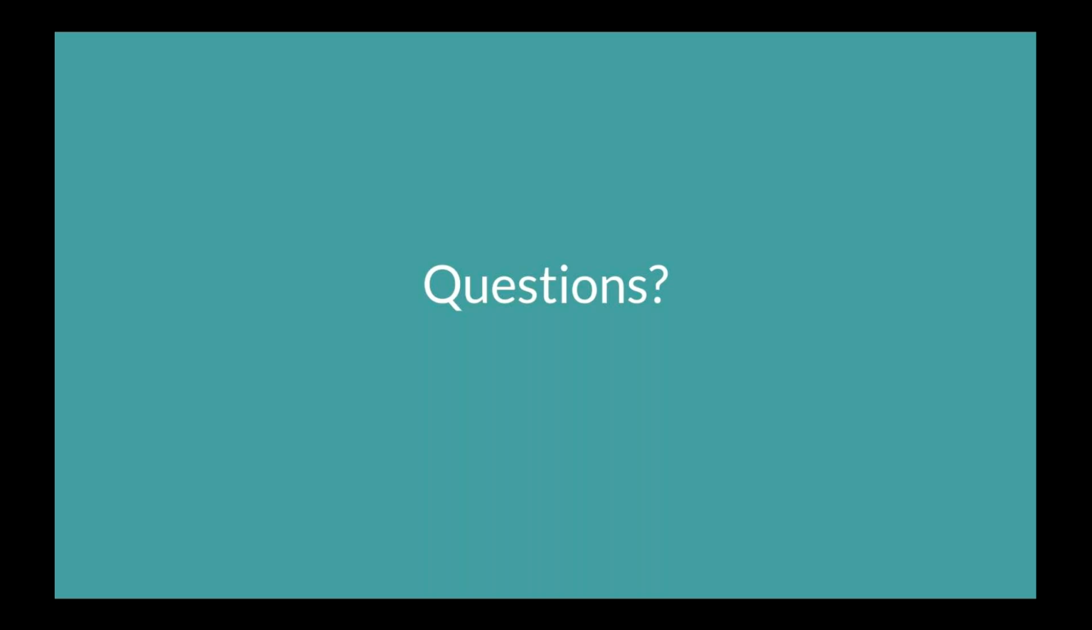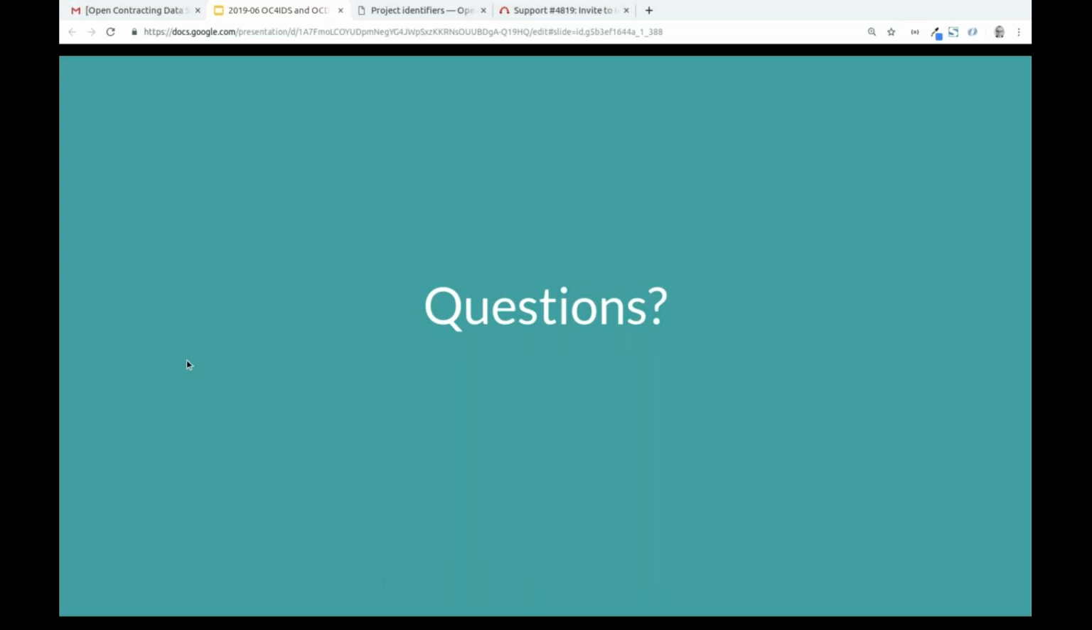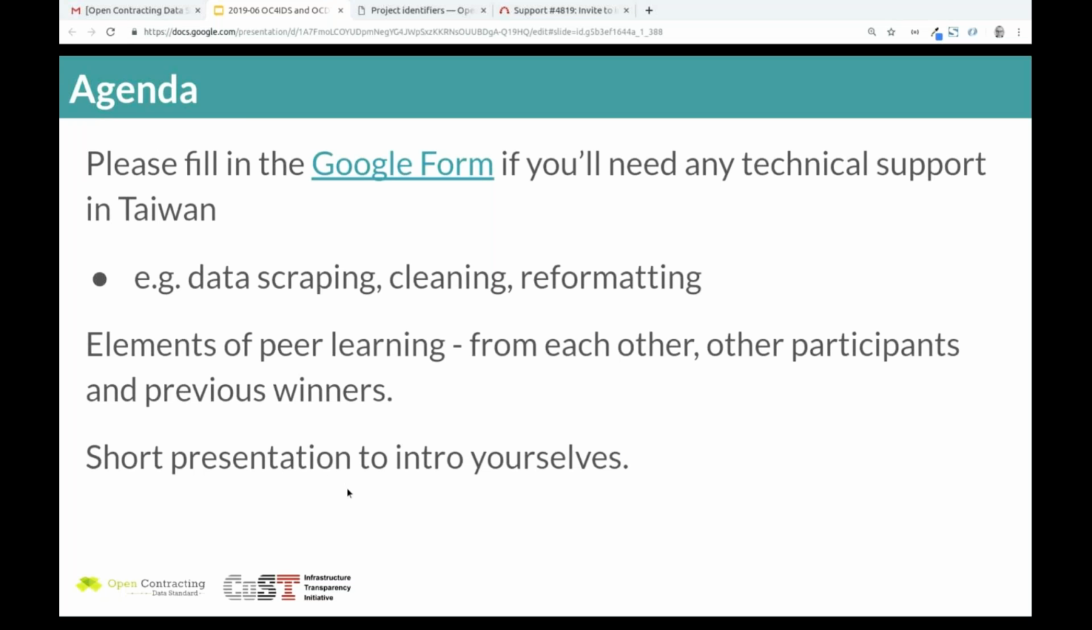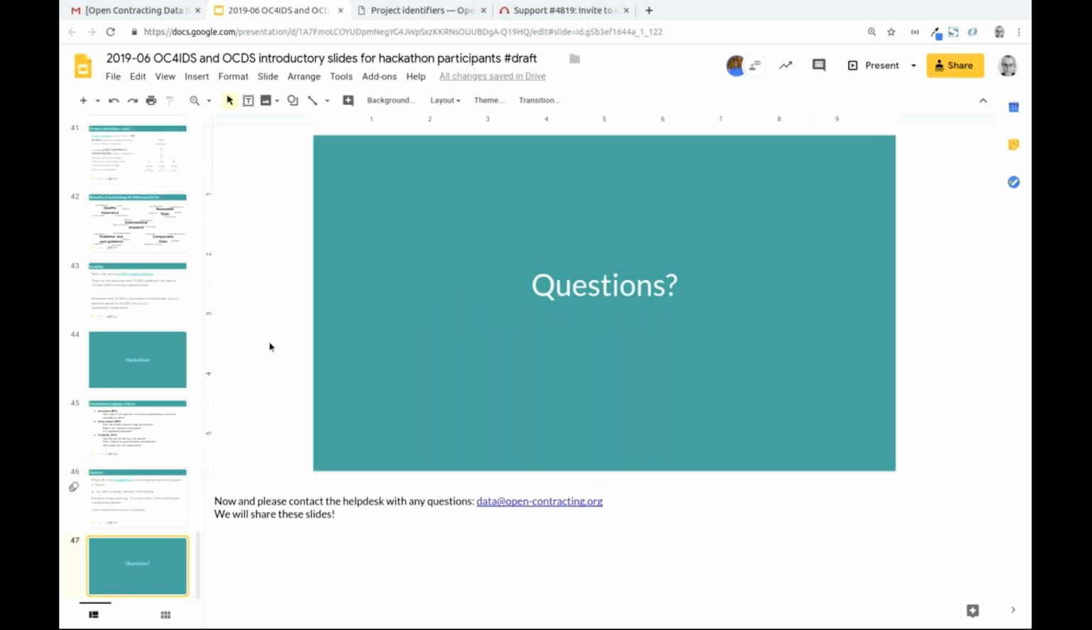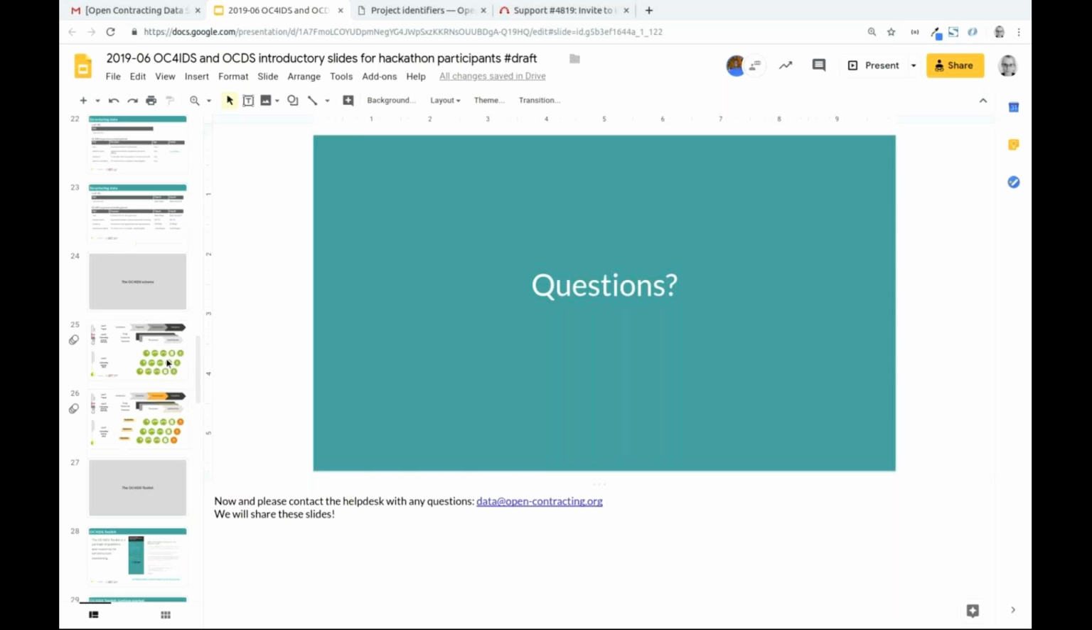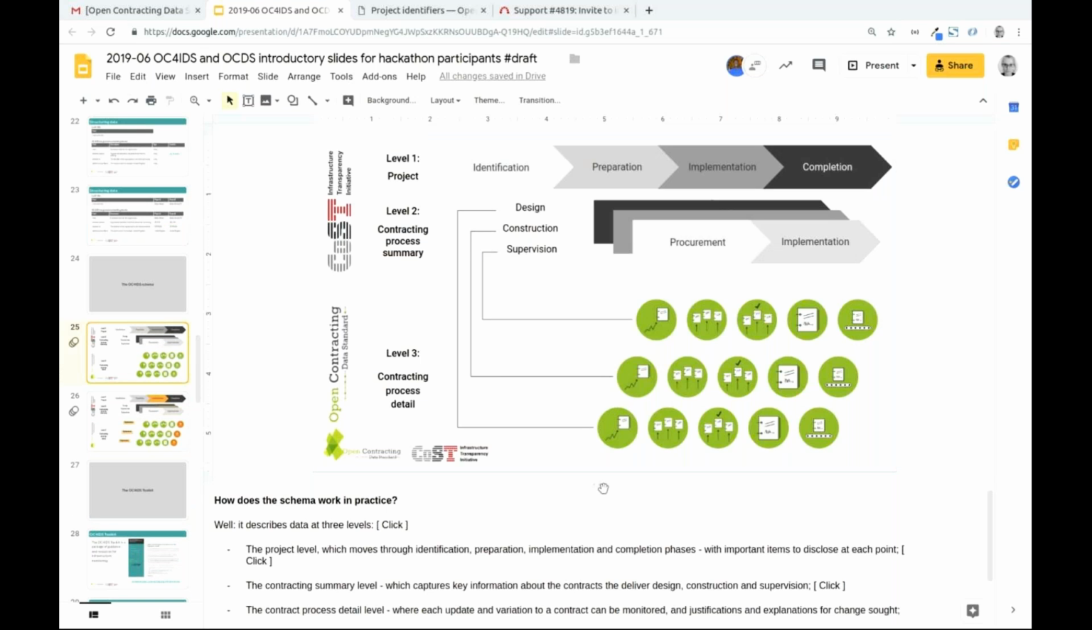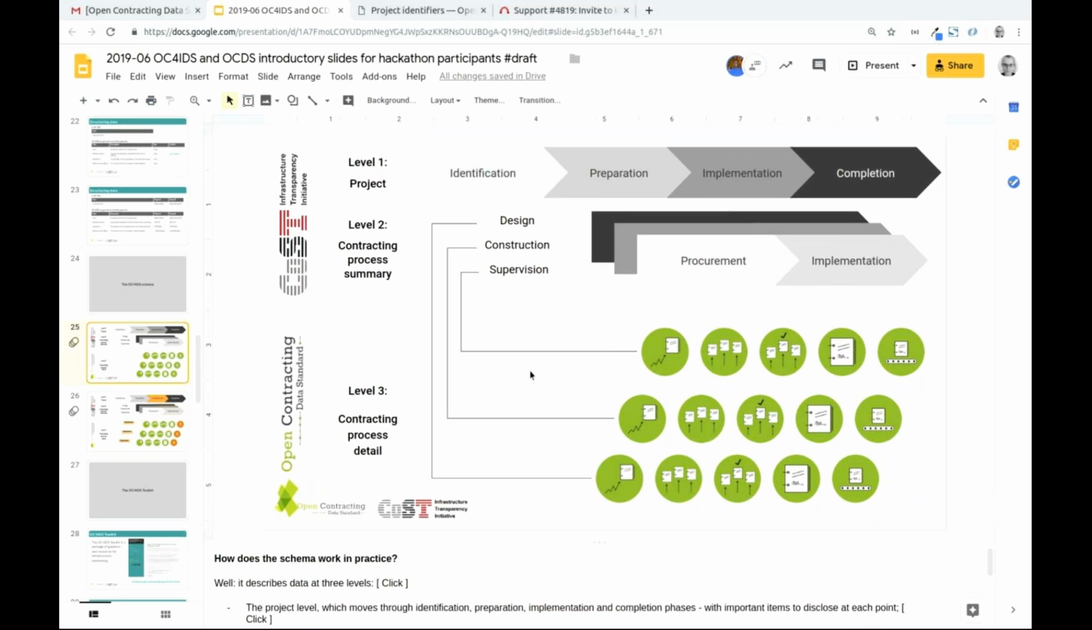Thank you for that. I also have another question. Regarding the levels, you have shown that OC4IDS has three levels, right? We have project level, contract summary, and contract detail. I wonder, if we work only on level 1, is that fully telling the whole information about the contract? If we do only one level and leave out the other two, is that still complete, or do we have to work on levels 1, 2, and 3, all of it, to make it complete?